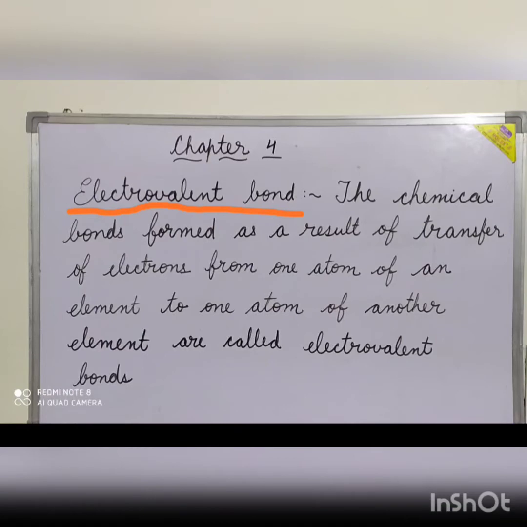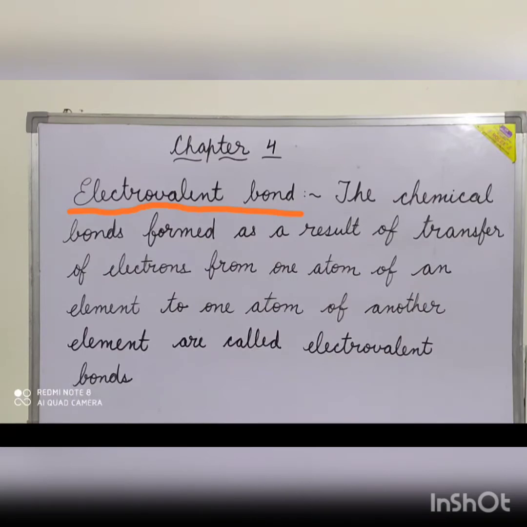The cation and the anion, being oppositely charged, attract each other and form a chemical bond. Since this chemical bond formation is due to the electrostatic force of attraction between the cation and the anion, it is called the electrovalent or ionic bond.